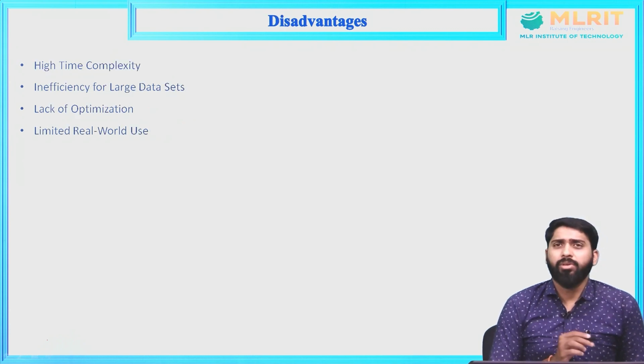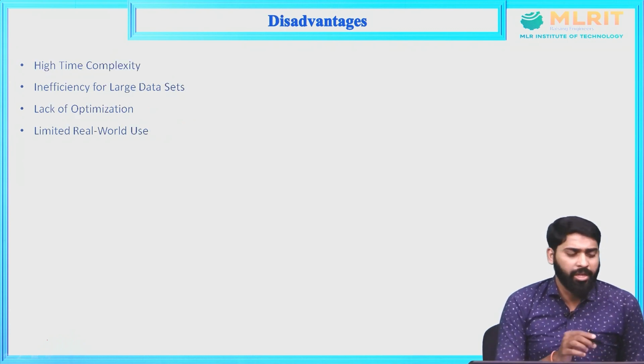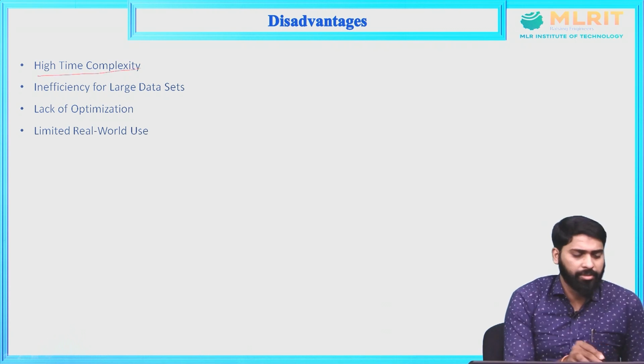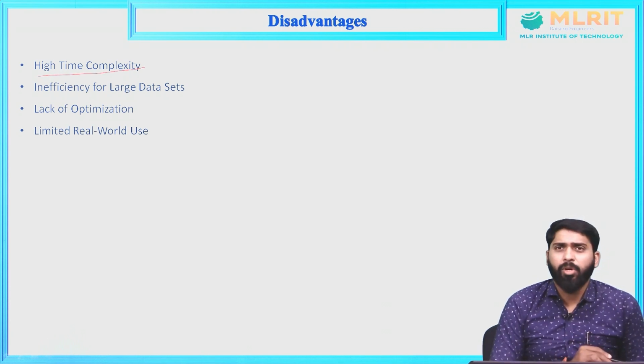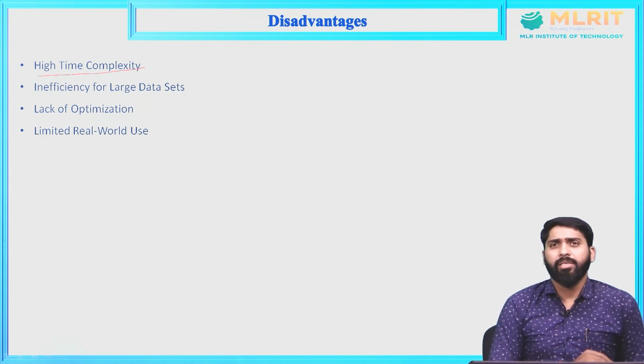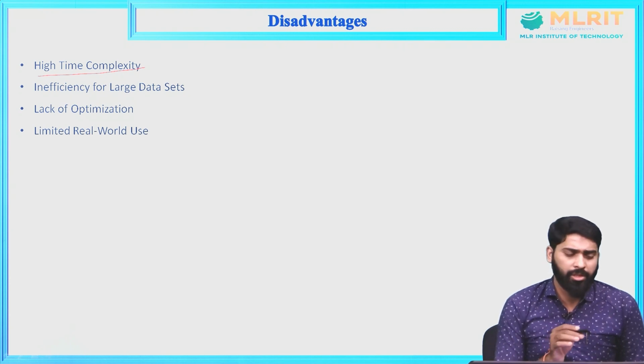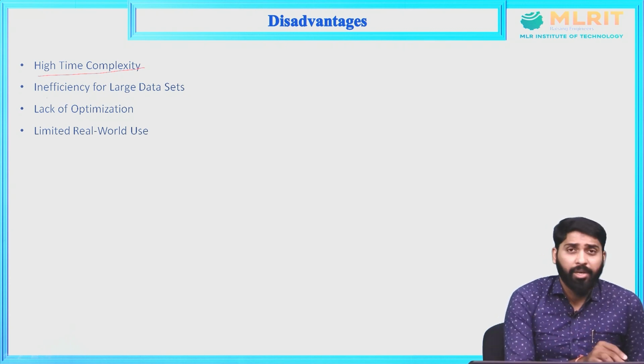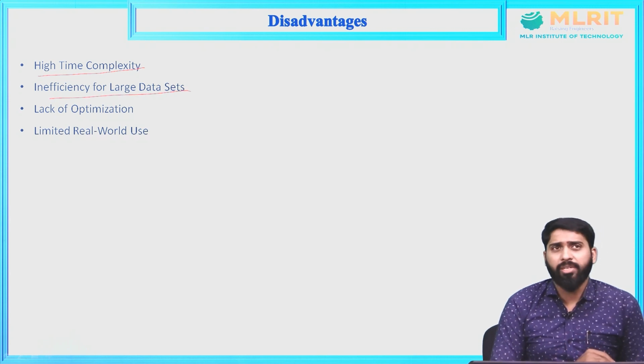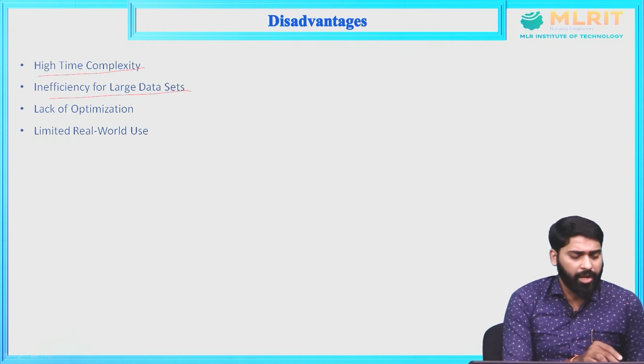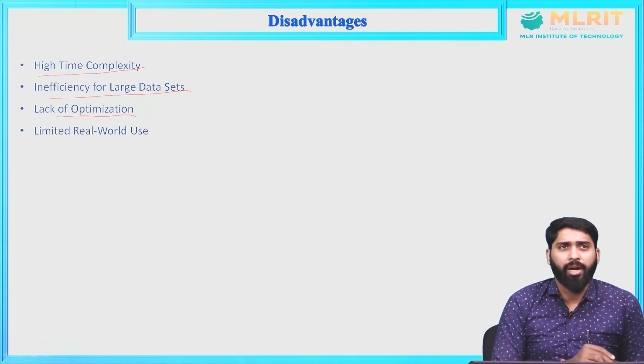So coming to disadvantages, one is high time complexity. If the elements are 10 or 15, then it is very easy to compare. If the data set is huge, if you compare 1 lakh numbers, then it takes huge time. And inefficiency for large data sets, lack of optimization and limited real world use.